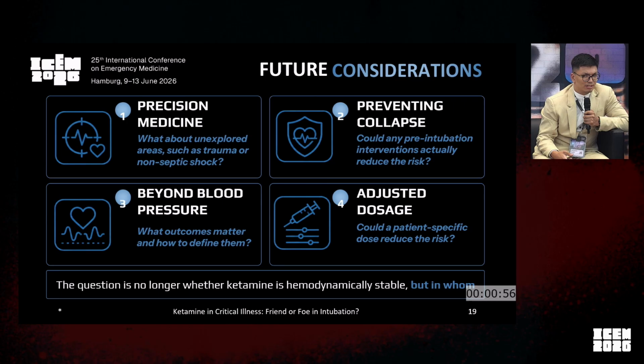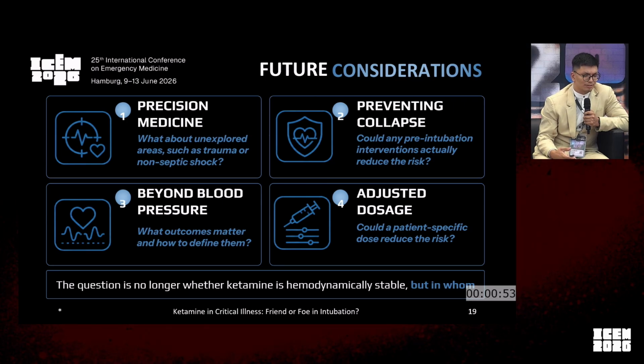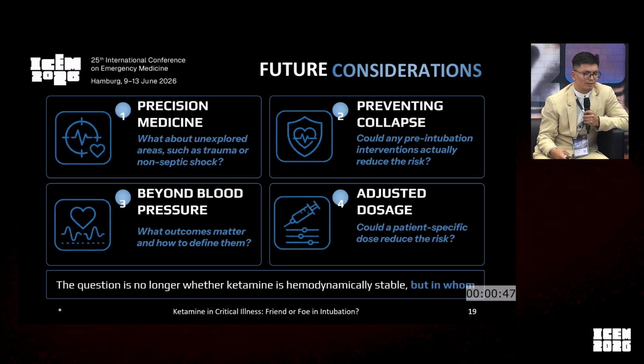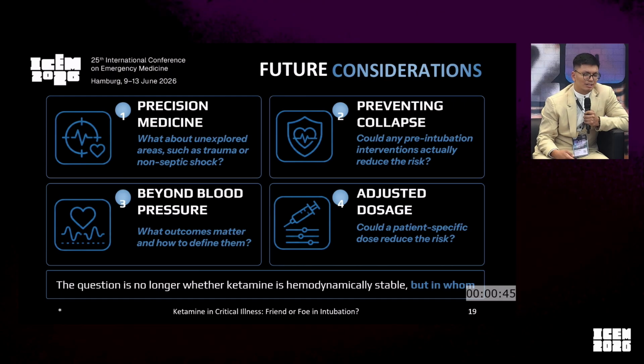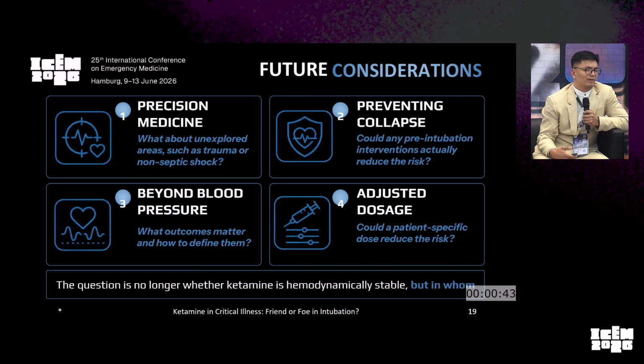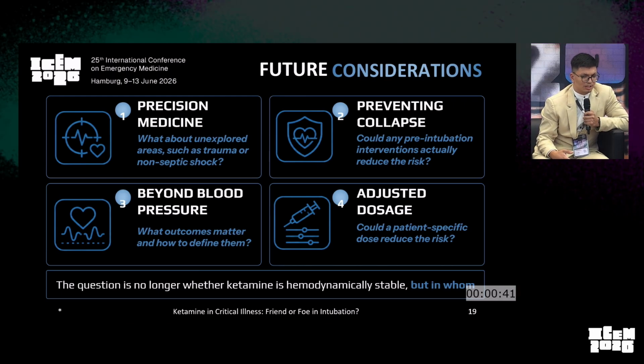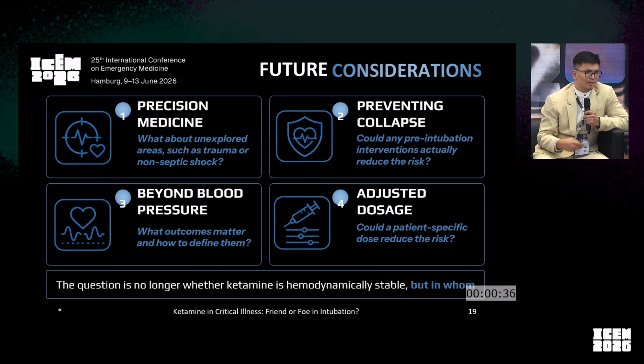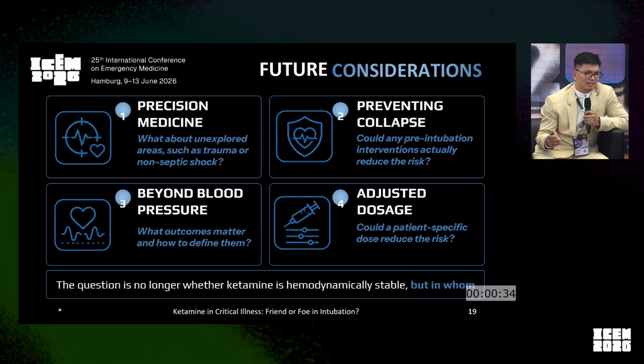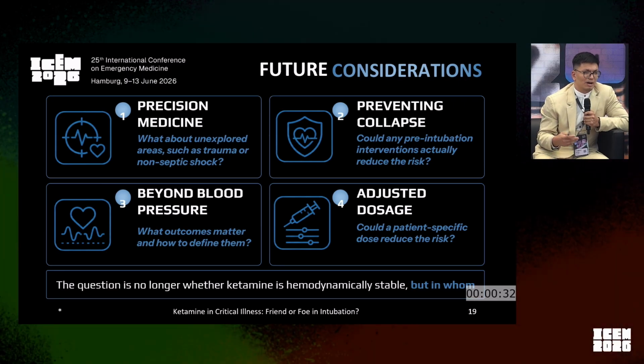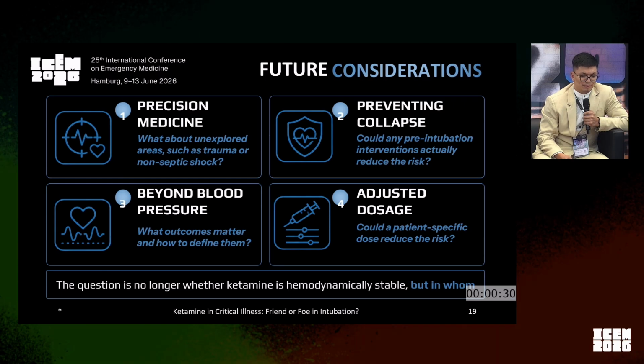And beyond blood pressure, we have to clarify which outcomes matter and how to define them, because there is a high heterogeneity in the definitions of cardiac collapse or post-intubation hypotension. And there's a real concern about the dosage, about what is the best dosage according to the patient because, for example, I think that a patient with encephalopathy doesn't need a dose like 2 milligrams per kilo, but just 1 or even lower than 1 milligram per kilo.